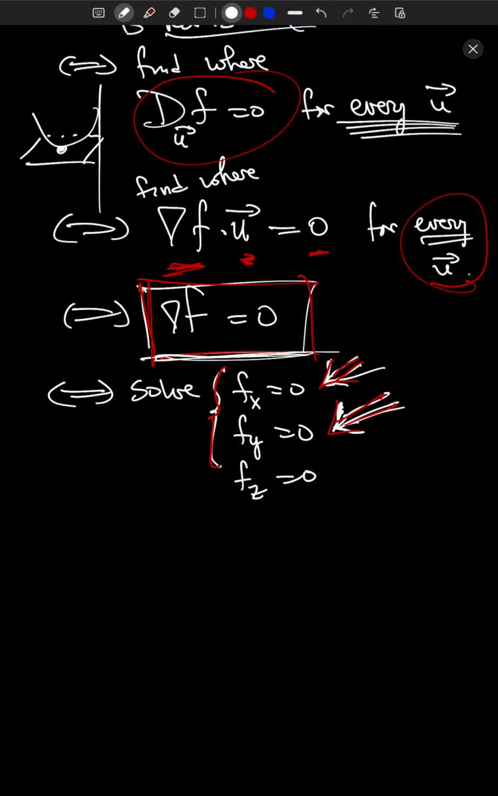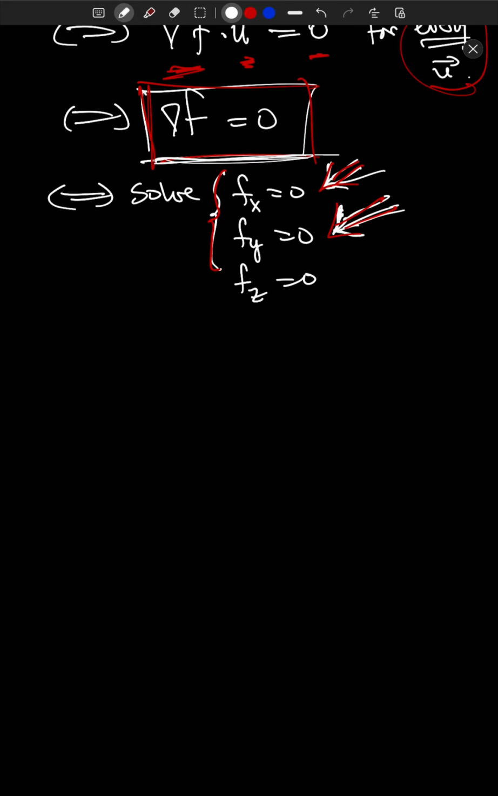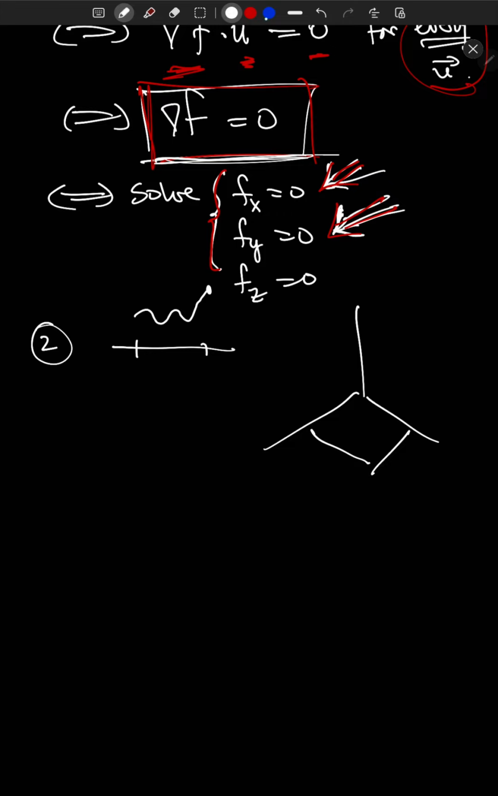So that's number 1. Number 2, for the single variable calculus situation, we had endpoints. And we said the minimum or the maximum can always possibly occur at the endpoints. Same idea here in multivariable calculus. You can have a function, let me try to draw something like this. Let's say you're interested in this region here.